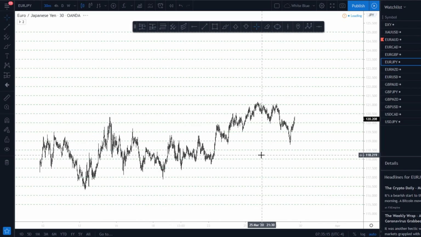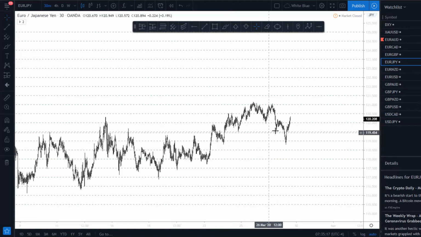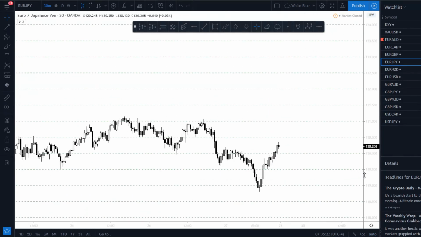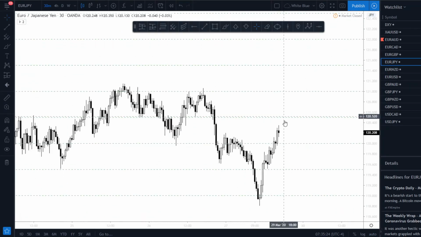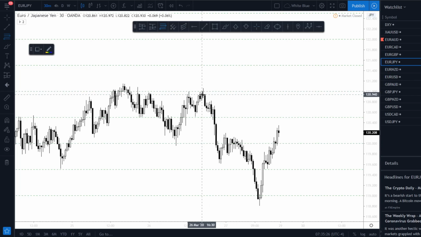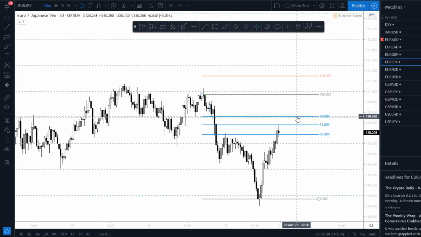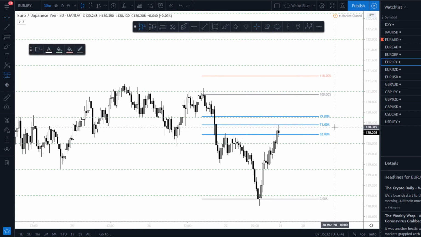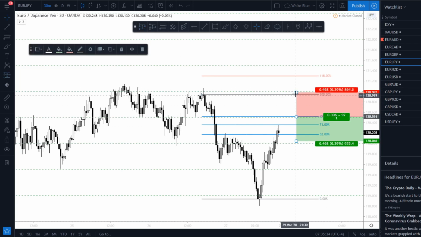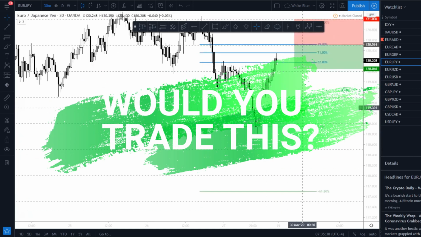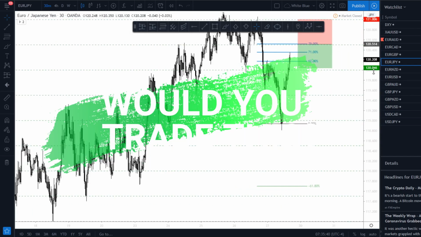Euro JPY. Not really moved anywhere, to be honest, but we could be having a look at a short at this area here. Let's just draw the Fibonacci on. Yeah, perfect. So again, short position in there, stop loss at the high, or round number I should say, and the take profit symmetrical move.